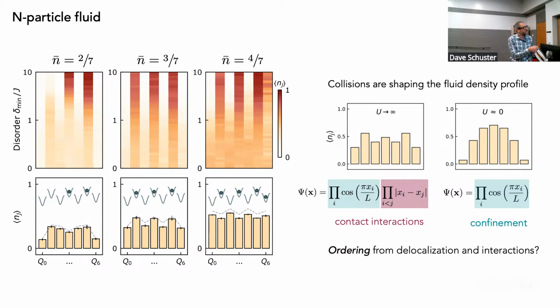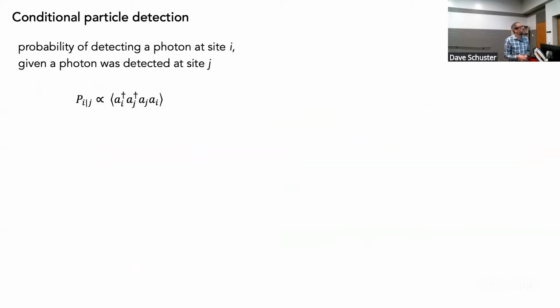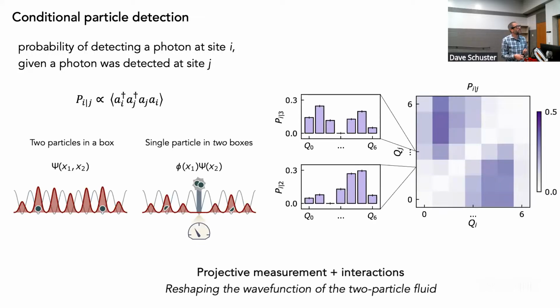So this is kind of nice, and actually this system in general is a known system, right? If you have hardcore bosons in 1D, that has a name. That's called a Tonks-Girardeau gas. And if you want to really probe the interactions, what you'd like to do is actually measure a correlation, right?